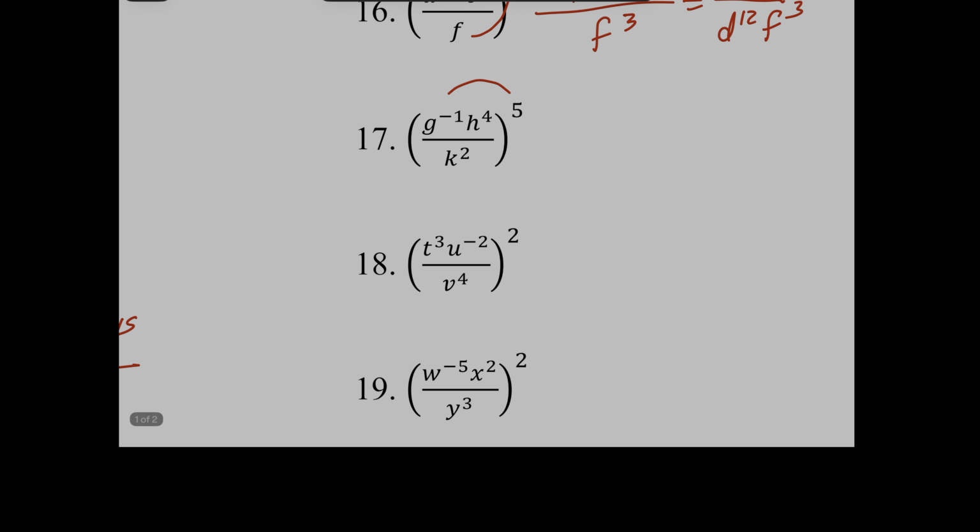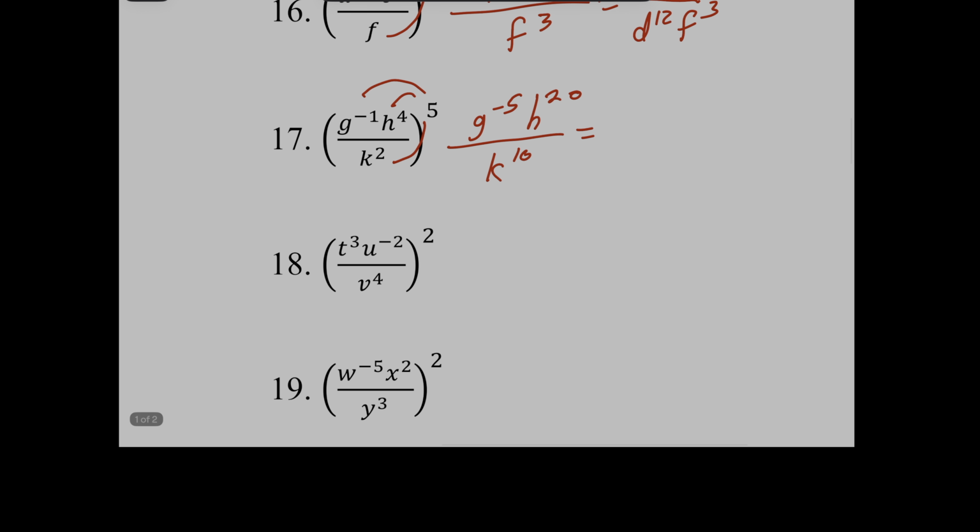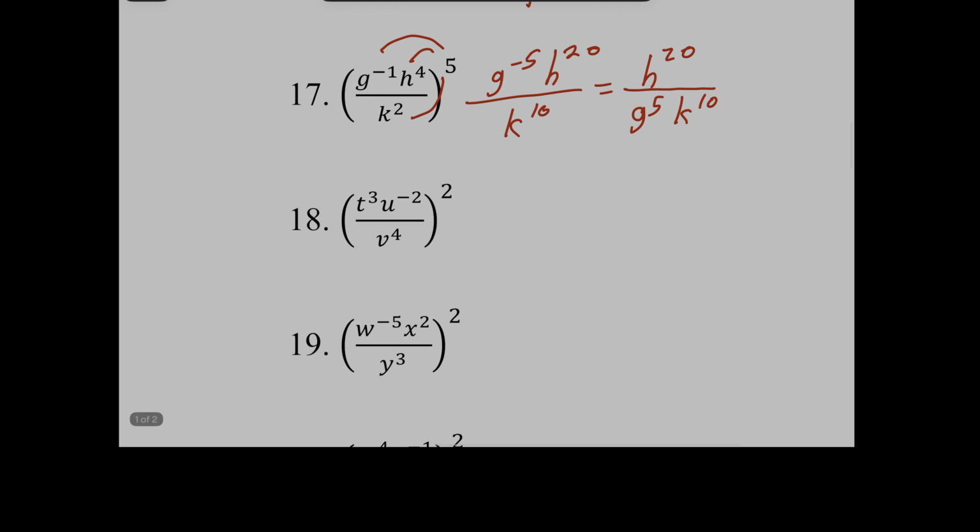I need to do all three of these to the 5th power, which is going to give me g to the negative 5, h to the what? We're multiplying. That's going to become a 20 over k, what's 2 to the 5th? That's going to be 10. Okay? So now, the g to the negative 5 has to flip under. So I'm going to have h to the 20 on top. Now, a, b, c, f, g, h, i, j, k. Okay, so g is going to go first, and k is going to go next. Okay, because I had to flip the g down.